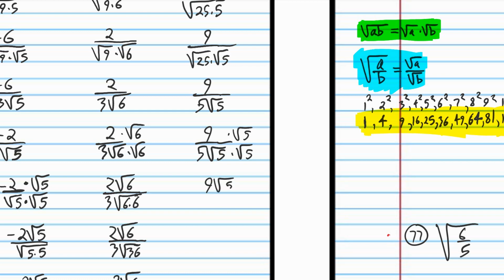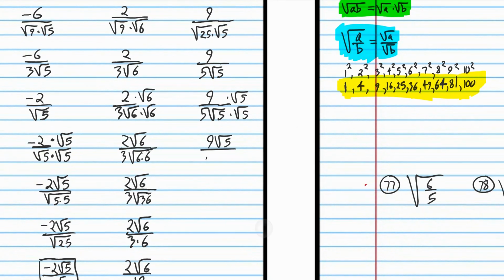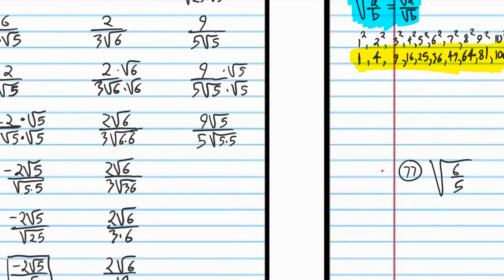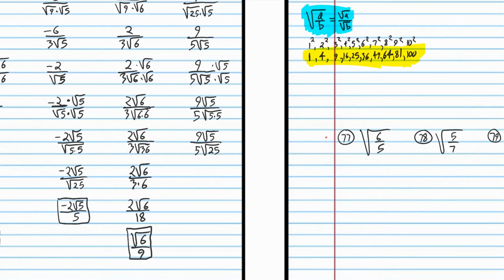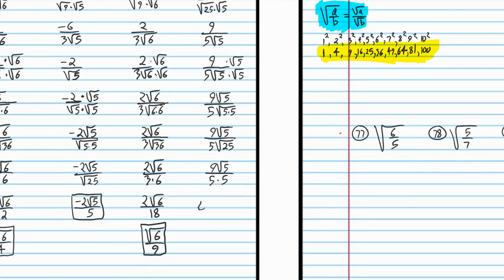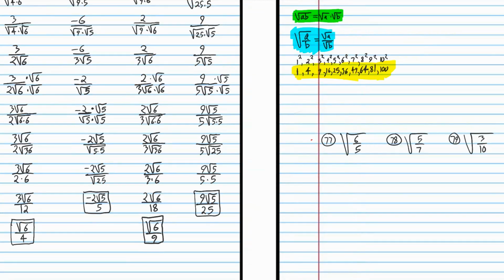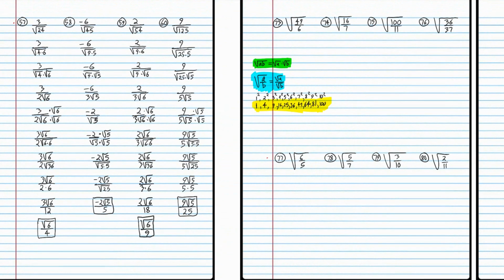And we get 9 root 5 over 5 times root 5 times 5. And so on and so forth. And root 25, we can find that number. That's just going to be 5. And 5 times 5 is 25. So we got that answer. Good job.